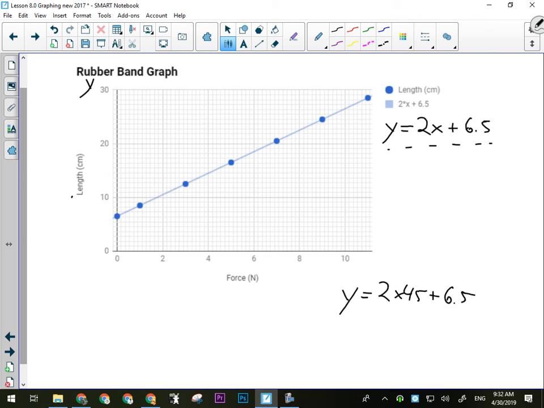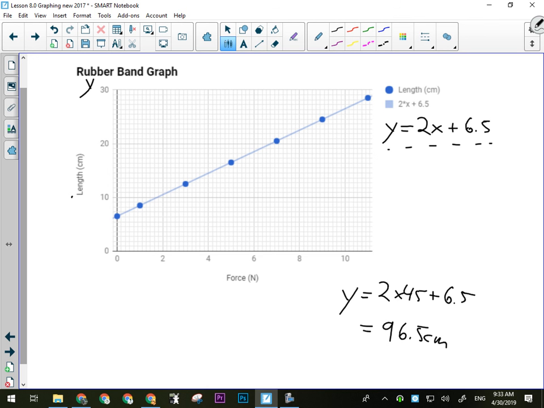6.5. Okay, which means that the length of the rubber band, when 45 newtons worth of force is on it, is going to be 96.5 newtons. Probably would snap before that, I would think, but I mean, centimeters, sorry. I put newtons, should be centimeters. You're absolutely right. Newtons measure force, not length. Okay, everybody follow what I did there?